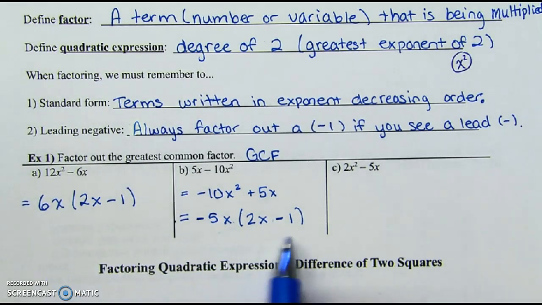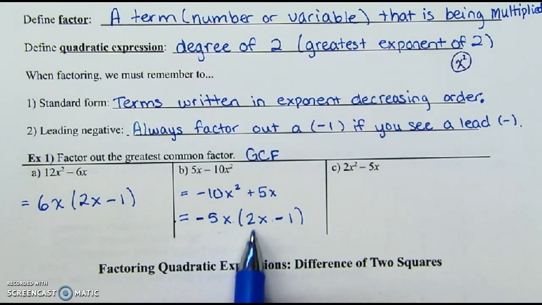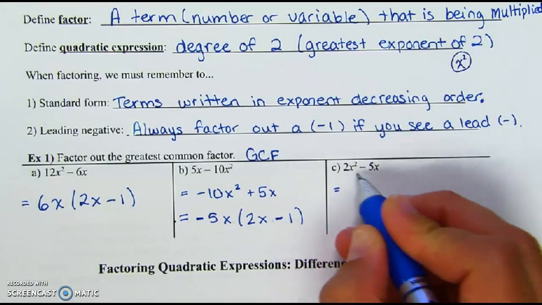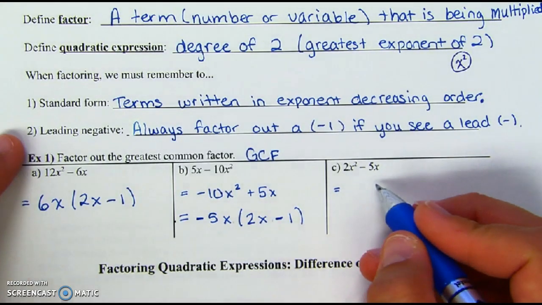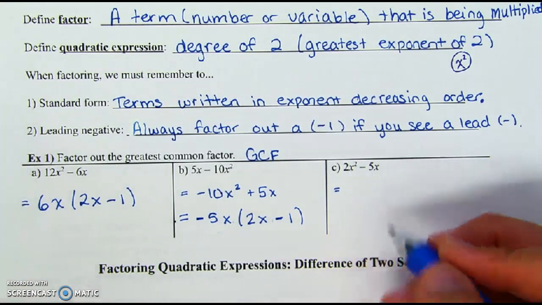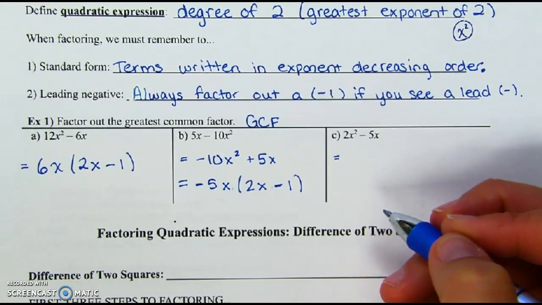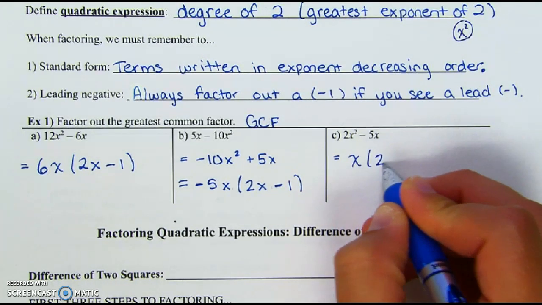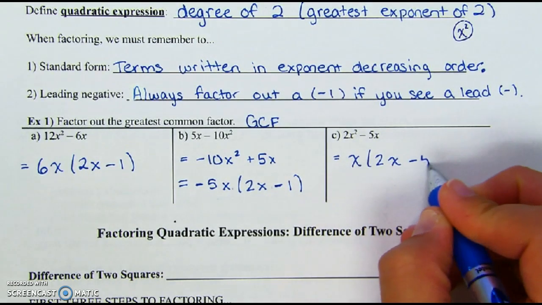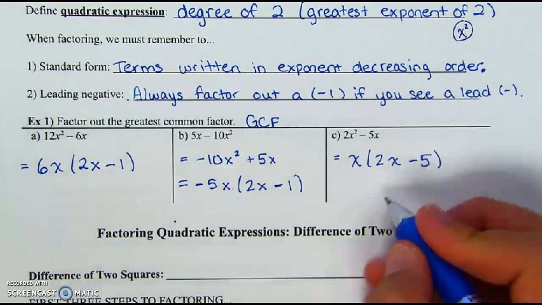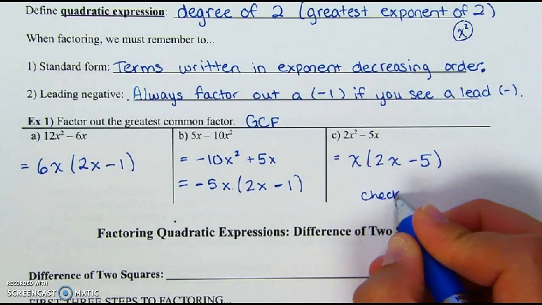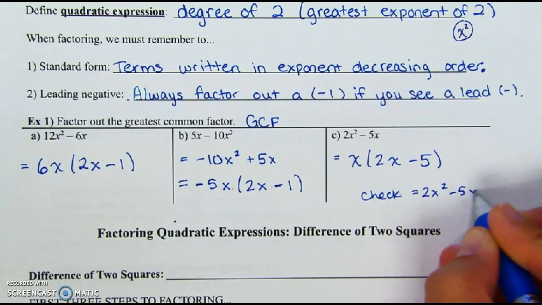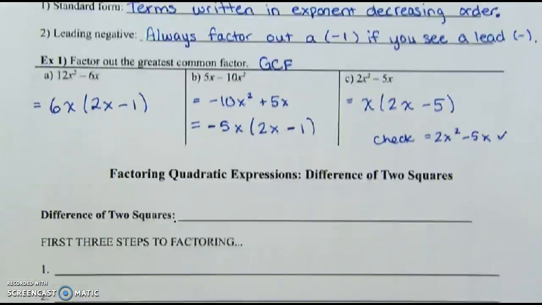How do you know you did these right? We are multiplying them back in our heads. We're checking. Here, is it in standard form? Yes. Is there a leading negative? No. Do 2 and 5 have a common factor? They do not. They're both prime. But is there an x in both terms? Yes. So we're going to factor the x out, and we get that. We're done. How do we know we did it right? We can check it by multiplying back, and we get 2x squared minus 5x. Does it check? Yeah.